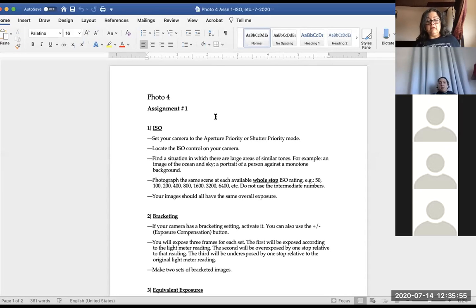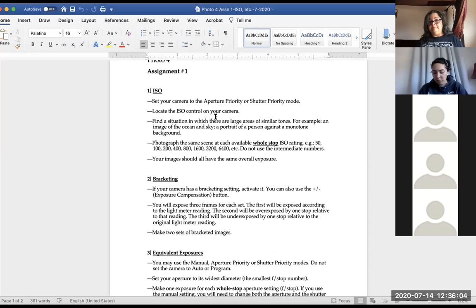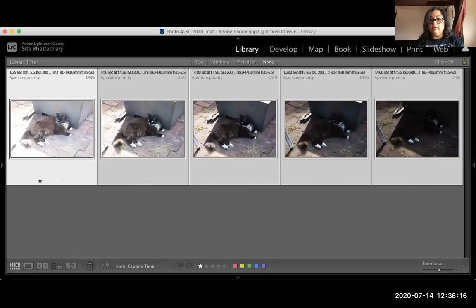Okay, so the assignment is in three parts, again, dealing with ISO, bracketing, and equivalent exposures. Let me go over the bracketing first, I guess. So here, can you guys all see these images? Yes. Okay, great. So I made 5 images. You don't have to do that.